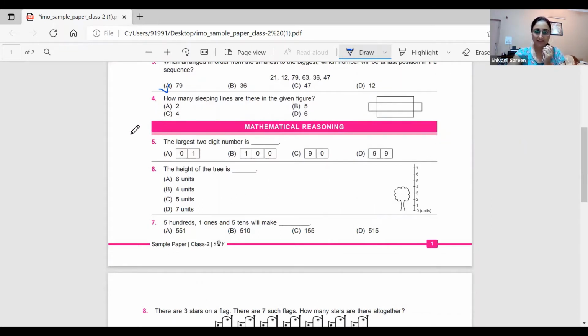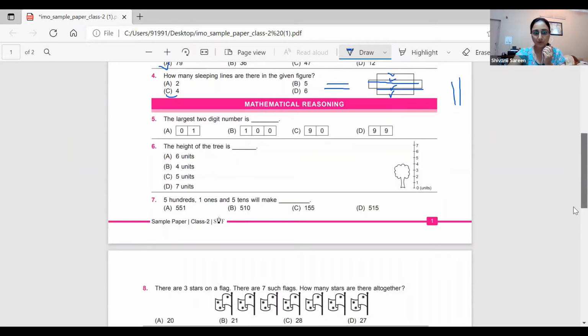How many sleeping lines are there in the given figure? So we need to count sleeping lines. You know sleeping lines? These type of lines are called sleeping lines and these type of lines are called standing lines. Now let's calculate the sleeping lines. 1, 2, 3, 4. There are 4 sleeping lines. Don't get confused with these 2 and these 2. These are the part of these sleeping lines only. So total number of lines are 4. So C is the correct answer.